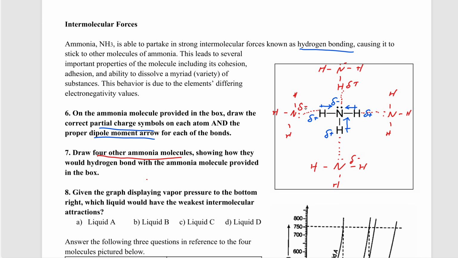All right, so that shows the attractions, the hydrogen bonding. And water does something very, very similar to this, right? That explains all the properties of water that we've been seeing with the surface tension and cohesion and whatnot.